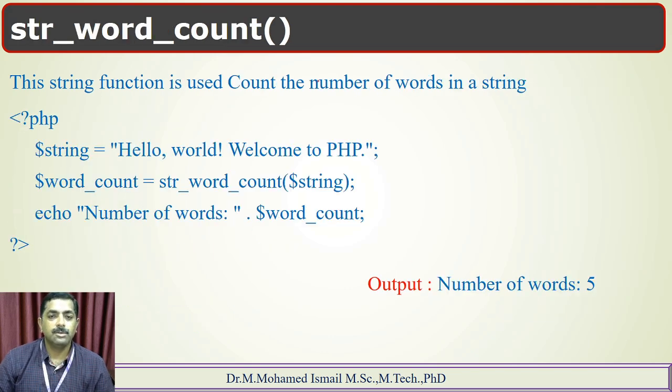Word count is used to count the number of words in a given string. You take some paragraph and it will count the words in it. So here I have taken hello world, welcome to PHP. So totally 1, 2, 3, 4 and 5 words are coming. So the number of words is 5 using the string word count. I am just printing it in the output.